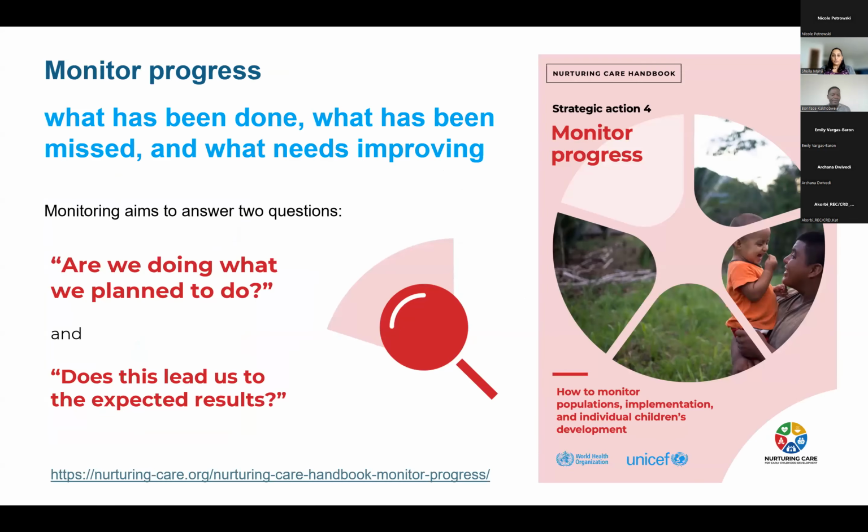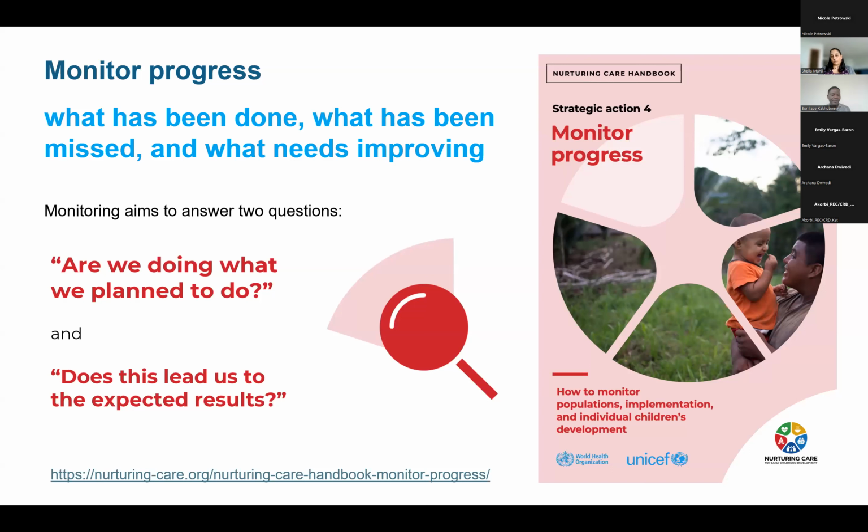Then after that concept note, we released the Nurturing Care Handbook, which has a guide for each of the 5 strategic actions. And so this is the one for Monitor Progress, Strategic Action 4, where we look at population monitoring, implementation monitoring, as well as individual children's development. And in each of those, we provide some suggested actions. We look at typical barriers that are faced, and provide guidance or signs of progress of how do you know that you're moving in the right direction.